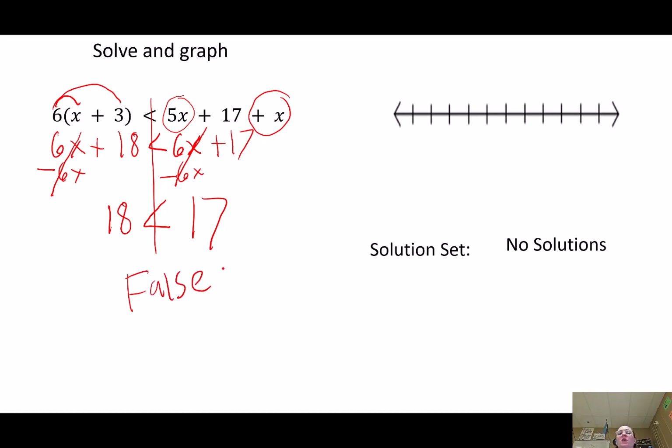So if I were to actually look at a graph of this, there wouldn't be anything on my graph. It would just be blank, because it's not true, right? There's no number on our number line that is going to work, there's no way for 18 to be less than 17. So no number we plug in is going to work.